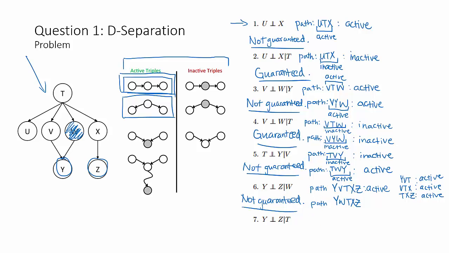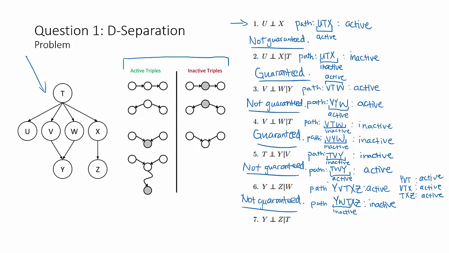Now, just for practice, we can do the other path as well. Along this path, there are three triples: YWT, WTX, and TXZ. Let's first just look at YWT. This triple is a causal chain triple with the middle node observed, and so this triple already is inactive. Because we have found at least one inactive triple along this path, this whole path is inactive, but it still holds that since we found at least one active path between Y and Z, it's not guaranteed that Y and Z are conditionally independent given W.